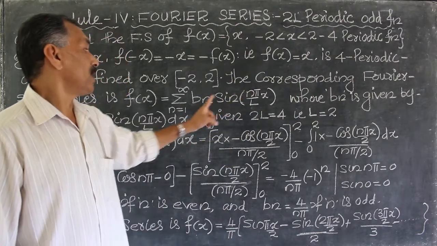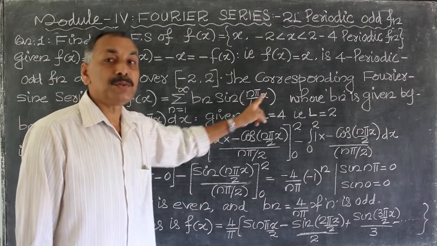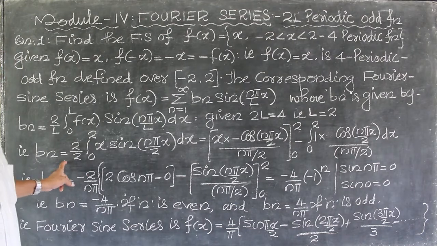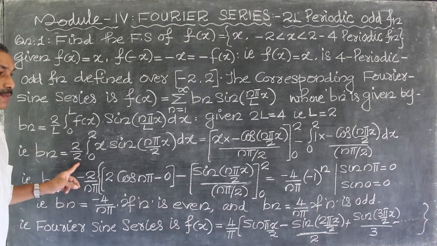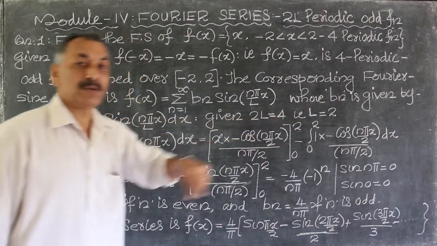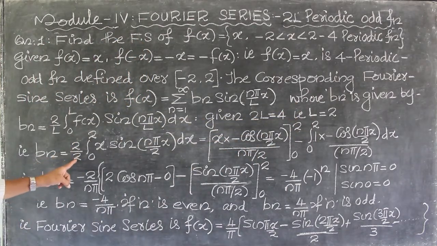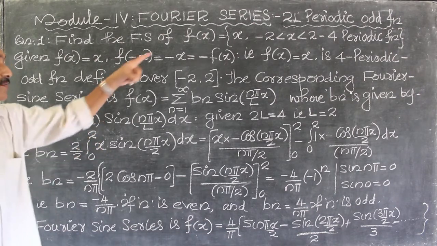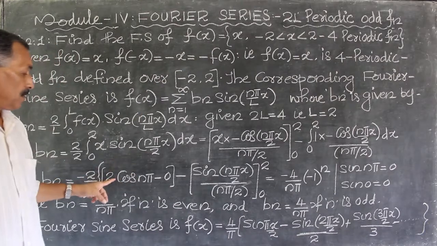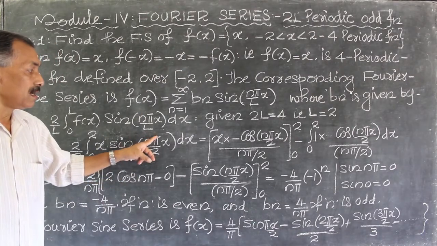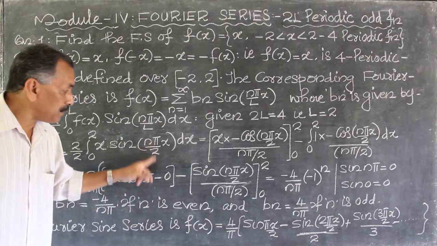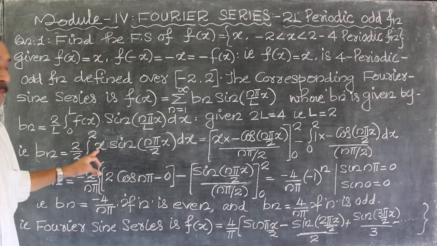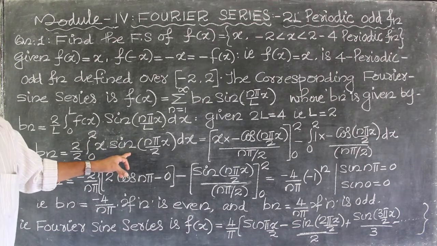So b n is equal to 2 by L, that is 2 divided by 2, integral 0 to L, that is 0 to 2, f of x, and f of x is equal to x into sine n pi by L x, that is n pi by 2 x dx. And 2 by 2 is equal to 1. Then apply integration by parts, or the product rule.